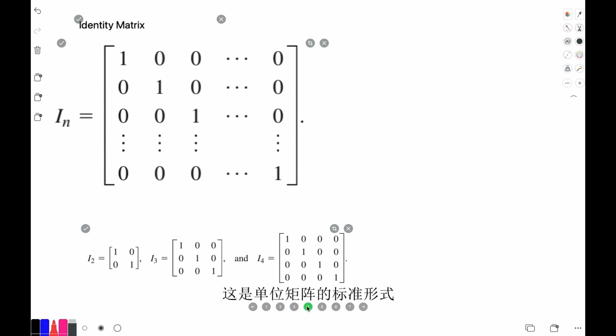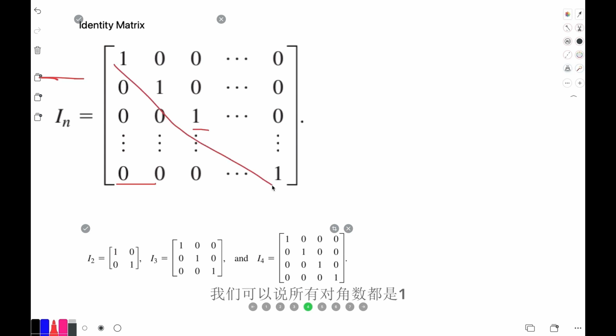This is a standard form of the identity matrix. We can look at the rule of the identity matrix, which contains both 1 and 0. And we can see that all the diagonal numbers are 1. These are examples of I2, I3, and I4.